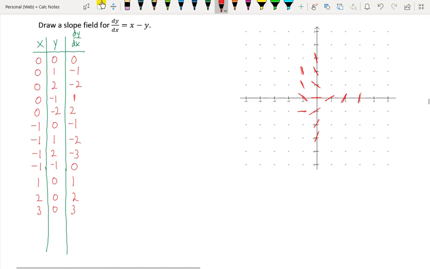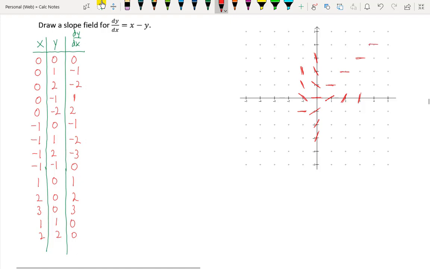So let's try a 1, 1. A 1, 1, we're going to get 0. 1 minus 1, that's going to be 0. So we got another flat one. So even at 2, 2, we're going to get 0. You can hopefully see that. At 3, 3, we're going to get 0. At 4, 4, we're going to get 0.